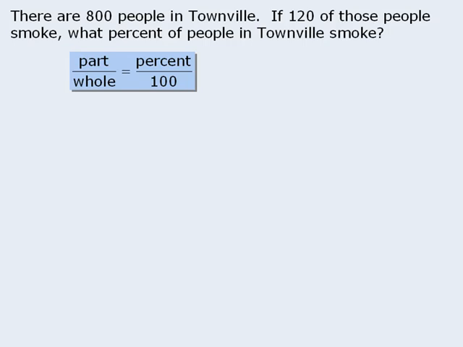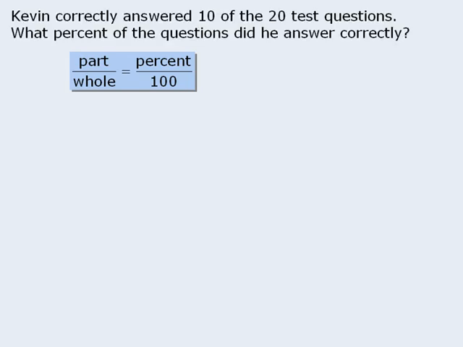Now, to show how and why this works, let's consider a different question where Kevin correctly answered 10 out of 20 questions, and we want to determine what percent of the questions he answered correctly. So out of the whole test, consisting of 20 questions, Kevin answered a portion correctly, so the part here is equal to 10. Our goal now is to express 10 out of 20 as a percent.